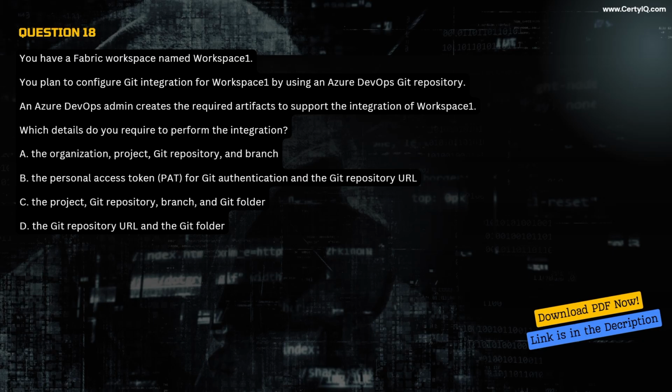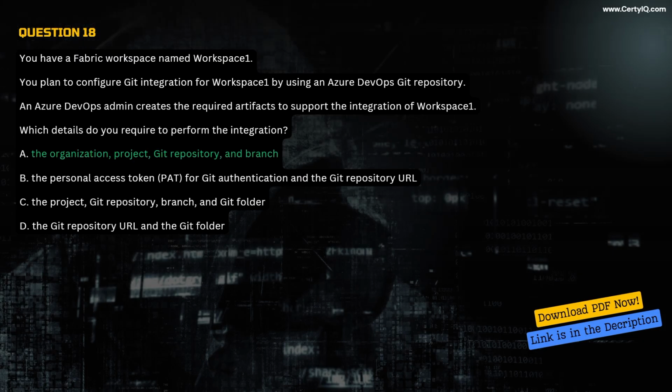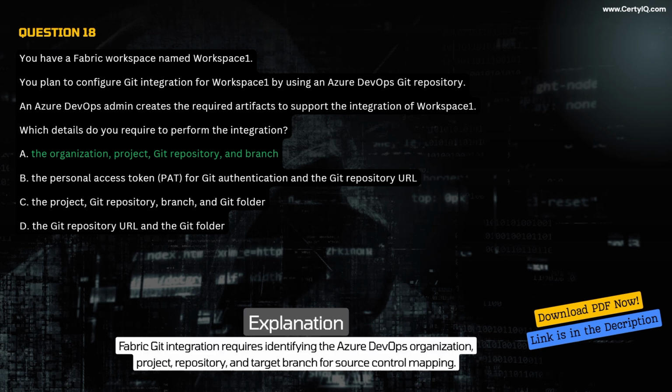Correct answer A. The organization, project, Git repository, and branch. Explanation. Fabric Git integration requires identifying the Azure DevOps organization, project, repository, and target branch for source control mapping.